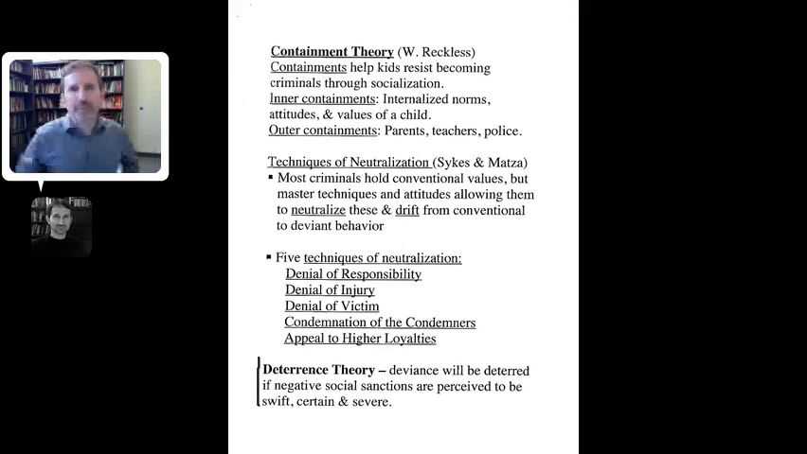Deterrence theory is the cornerstone for criminal justice systems in the United States. It's the idea that people are going to be deterred from bad behavior, criminal behavior, if there's a negative social sanction that's perceived to be swift, certain, and severe. As an example of deterrence theory, I always think about those signs on Interstate 80 that sit just below the speed limit sign. They're usually in orange. Do you know what they say?